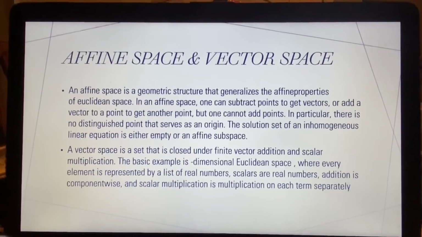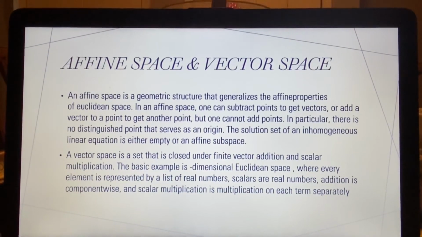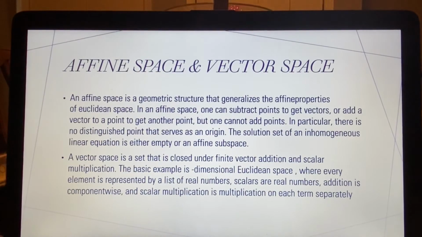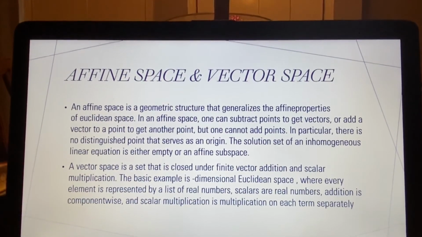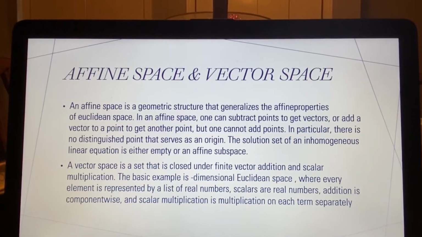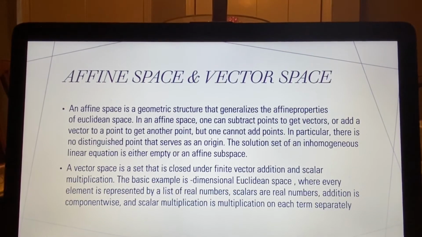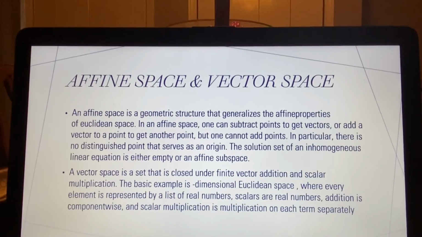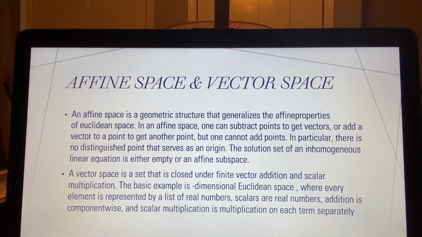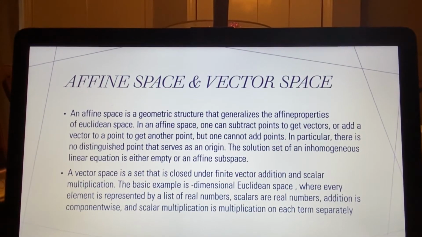Affine space and vector space. An affine space is a geometric structure that generalizes the affine properties of a Euclidean space. And in an affine space, one can subtract points to get vectors, or add a vector to a point to get another point, but one cannot add points. In particular, there is no distinguished point that serves as an origin. The solution set of an inhomogeneous linear equation is either empty or an affine subspace.